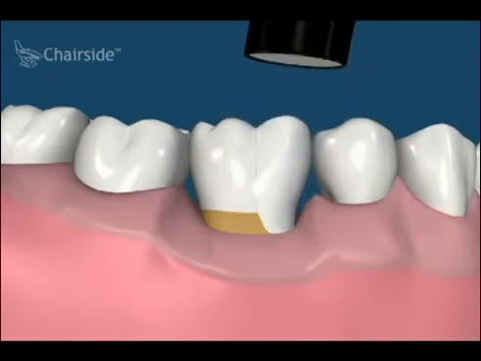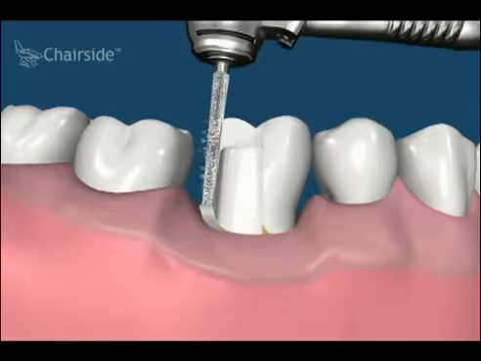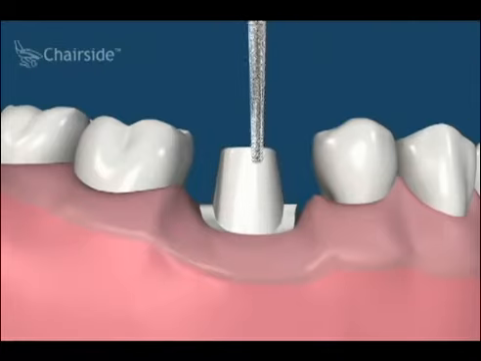This may be adequate in some situations, but the best way to restore a tooth with a large fracture is with a crown. The tooth is prepared and the crown cemented on top.